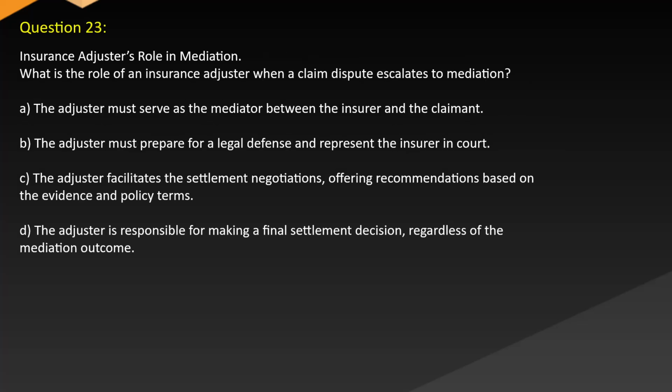Question 23. Insurance adjuster's role in mediation. What is the role of an insurance adjuster when a claim dispute escalates to mediation? A. The adjuster must serve as the mediator between the insurer and the claimant. B. The adjuster must prepare for a legal defense and represent the insurer in court. C. The adjuster facilitates the settlement negotiations, offering recommendations based on the evidence and policy terms. D. The adjuster is responsible for making a final settlement decision regardless of the mediation outcome.